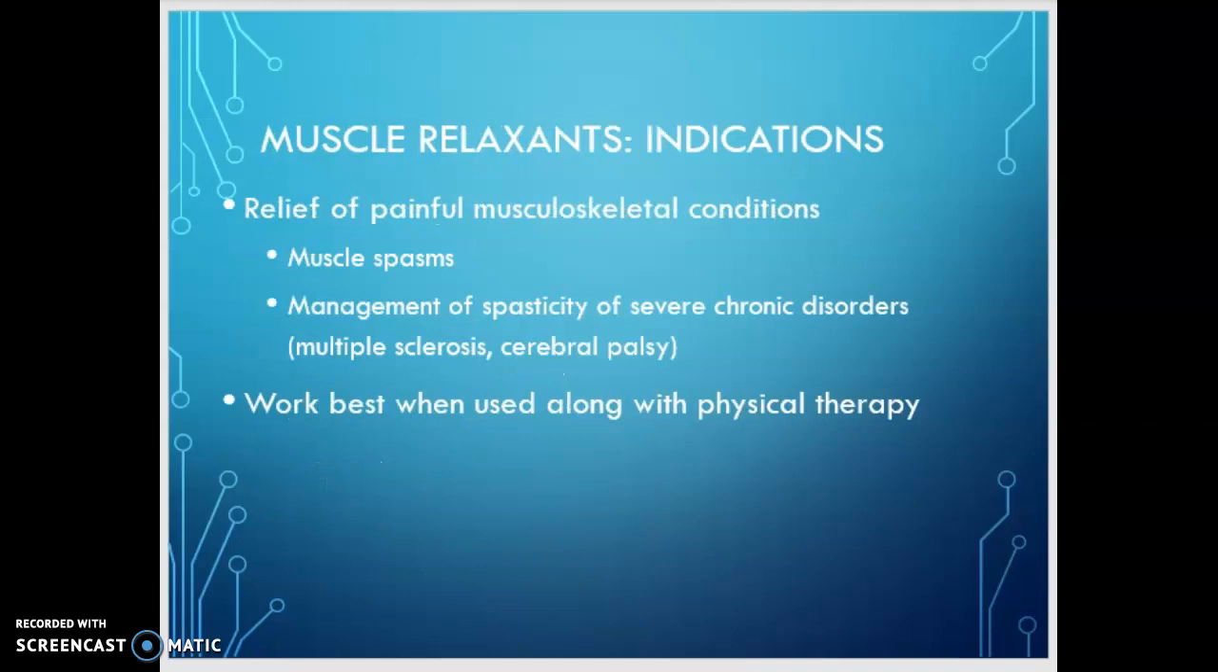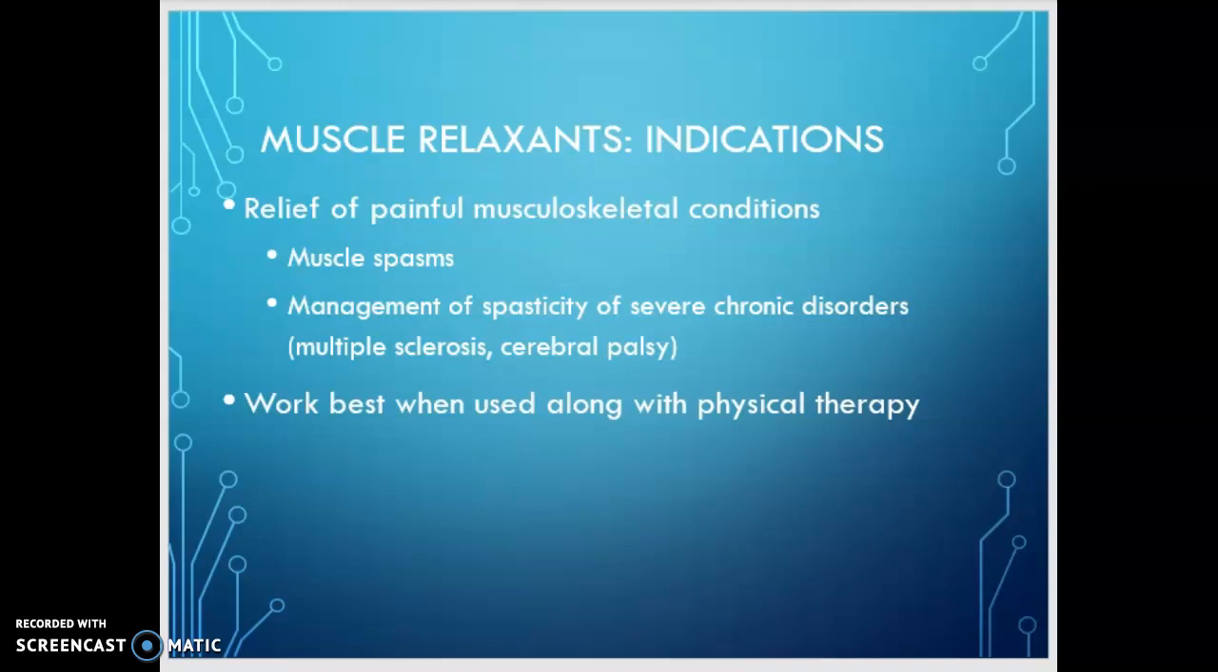And that's why they're indicated for the relief of painful musculoskeletal conditions like the spasms. We also will see spasticity in severe chronic disorders like multiple sclerosis or cerebral palsy. And when you think about it, physiologically, that makes sense. The spasticity occurs because of this neuronal problem. Obviously, muscle relaxants work best when we use them alongside physical therapy.